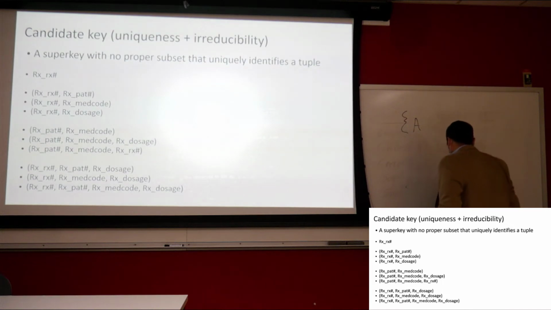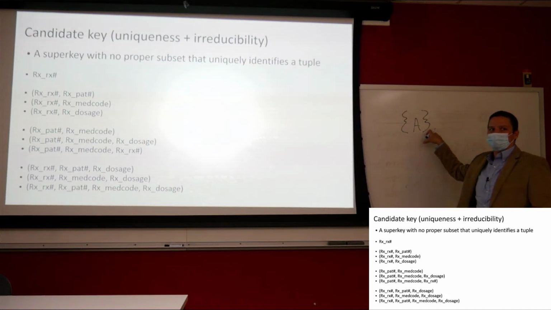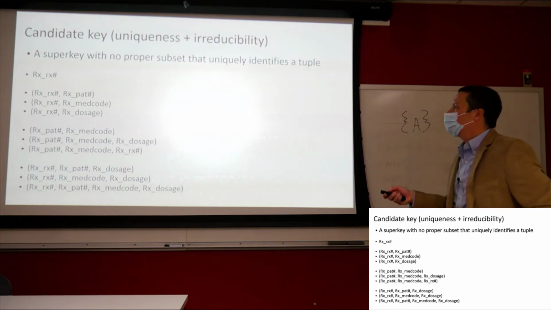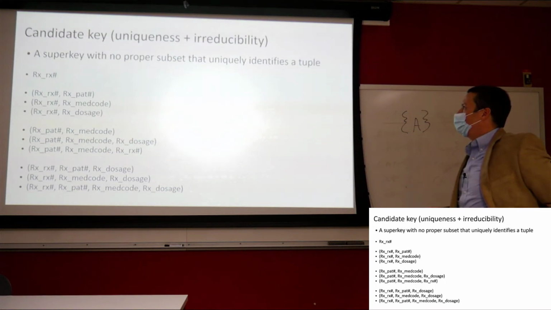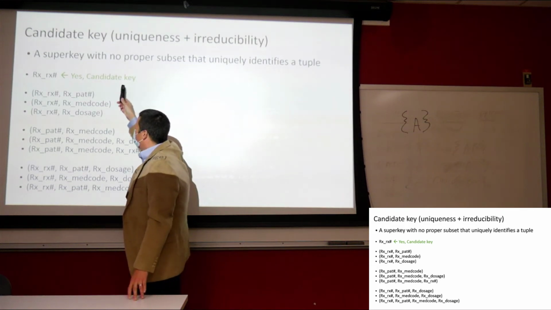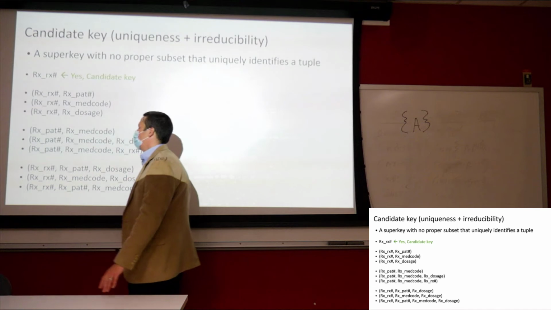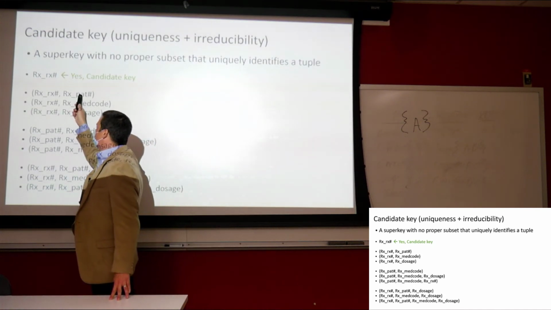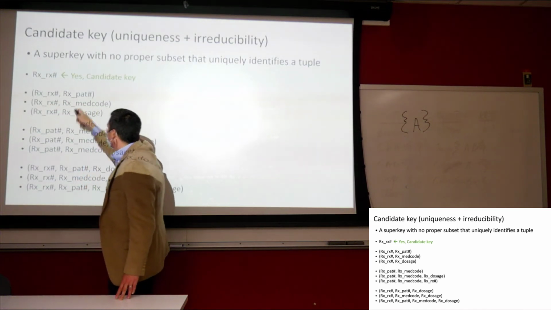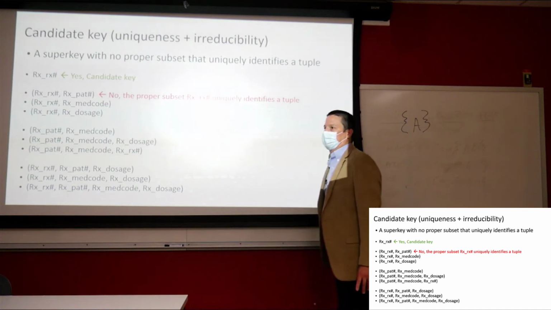We could ask this another way. If we have a set that has only one item in it, is there even a proper subset of this set? Because you can't have a proper subset of a set that only has one item. So is there a proper subset of this superkey that is still unique? No. That means this is a candidate key, because it is unique and it is irreducible. Now what about this set of attributes, prescription number and patient number? Can we reduce this? Is there a proper subset of these two attributes that is still unique? Yes, just prescription number. We can reduce this by removing patient number. So no, this is not a candidate key.